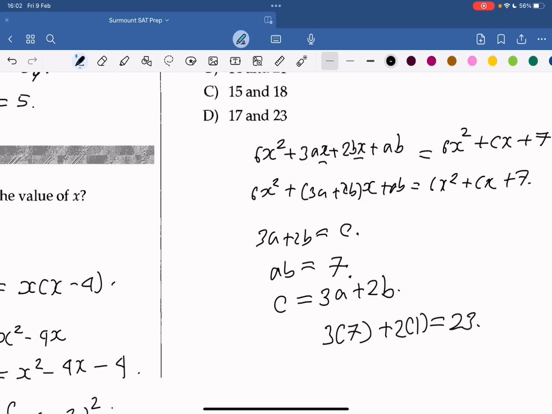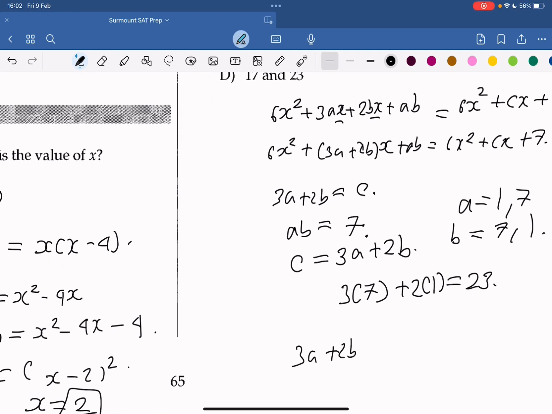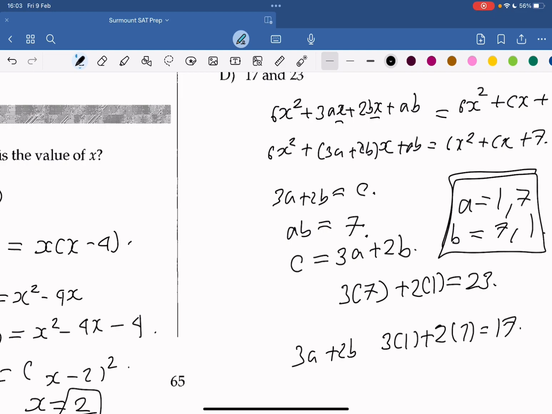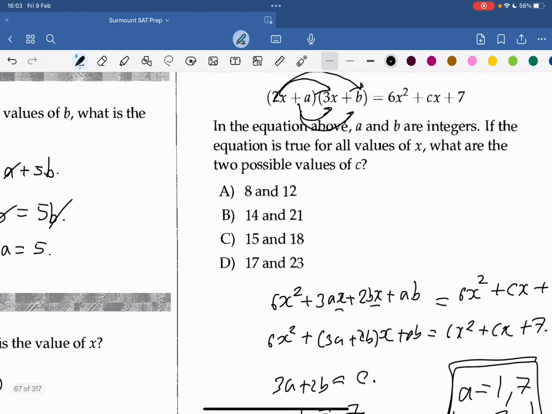And this is possible because the possibilities for a would be 1 or 7, and b must be 7 or 1. And because 3a plus 2b is equal to c, we can find the other value of c, which is 3 times 1 plus 2 times 7, which is equal to 17. So since we can have these two possible values for a and b, the answer should be 23 and 17, which is D.